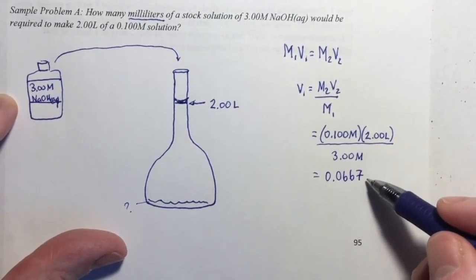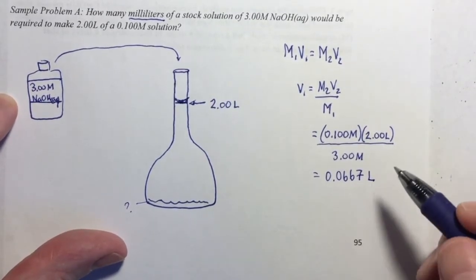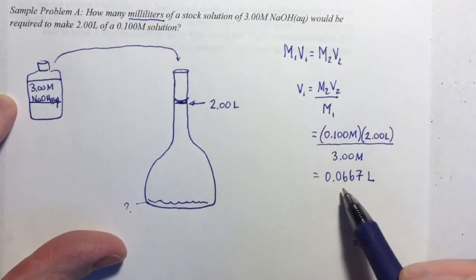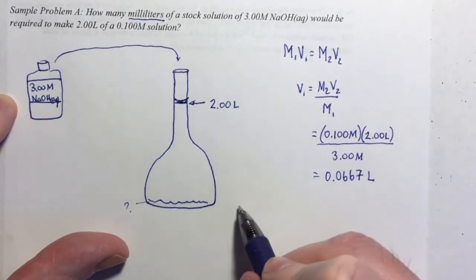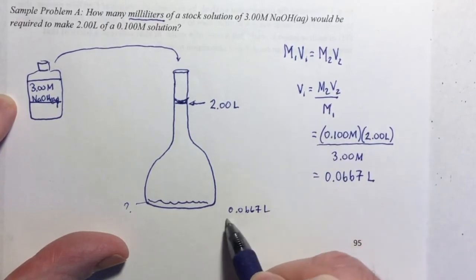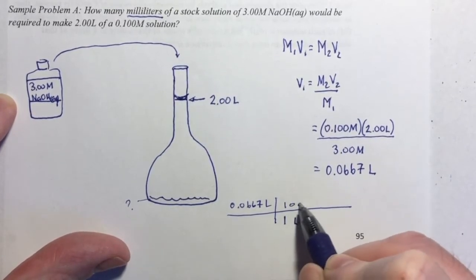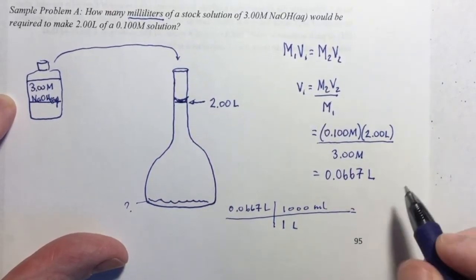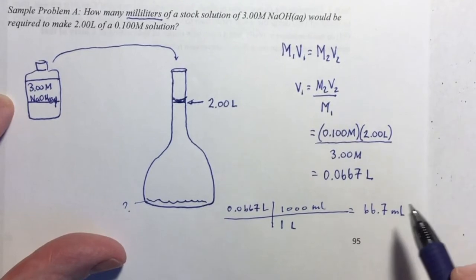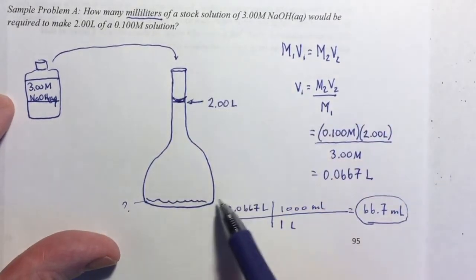What are the units of this? Well, the molarity cancels out, and I'm left with liters, right? Am I finished with the problem? No, because it asks for milliliters. So I'm going to need to take that liters and convert it to milliliters. So let's do that really quick. 0.0667 liters, 1 liter to 1,000 milliliters. And so I get 66.7 milliliters of my stock solution that I would have had to use in the beginning.